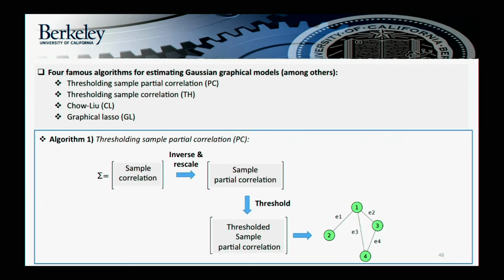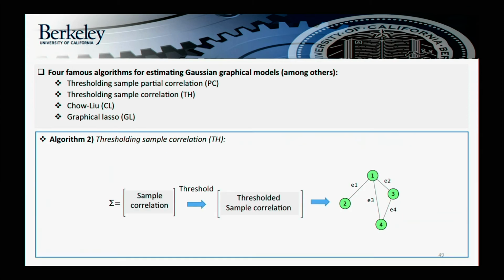The first one is thresholding sample partial correlation. If you have enough data, you can form the sample correlation matrix from the data, take the inverse of the matrix and rescale it to form the sample partial correlation, then threshold out the small entries of the matrix to get rid of the sampling error, and then map the sparsity of the thresholded matrix to a graph. This is thresholding sample partial correlation, which we call TC. The second algorithm is the thresholding sample correlation, which we already talked about.